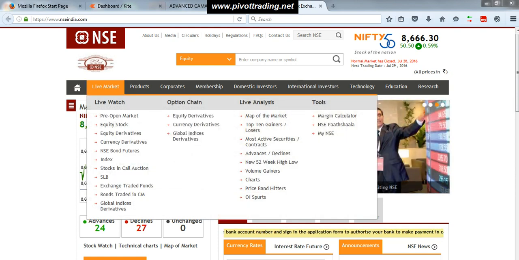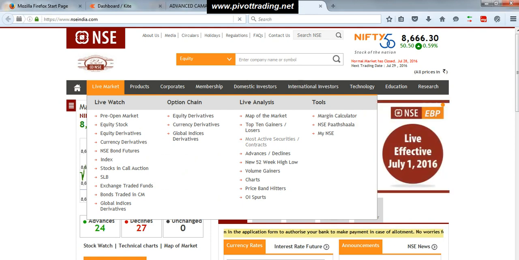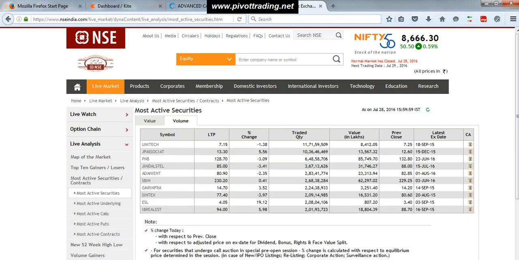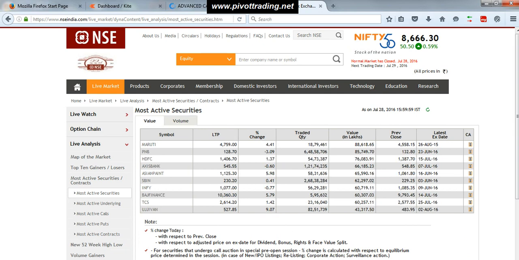Now, within the live market, you will find a section called most active securities. We will go to the most active securities or contracts, and we will find a list of scripts here. We will click on the value and not on the volume, because in the volume you will find only the low price stocks, which are less than 100 or 200 rupees. So we generally don't want to use them. We will take the active securities based on the value, and here we will get the top 10 active securities for that particular day.